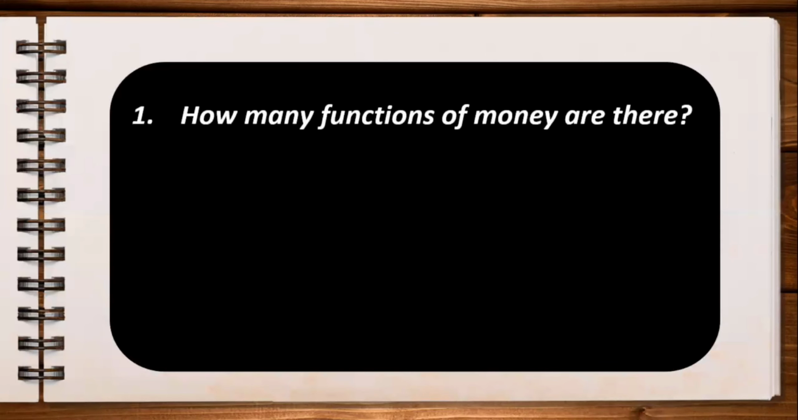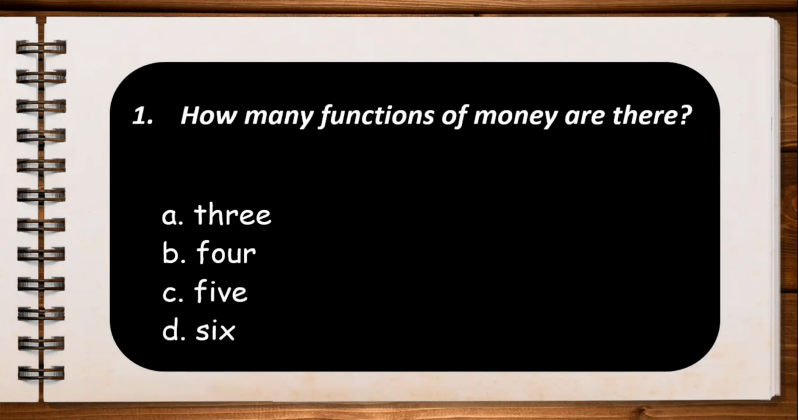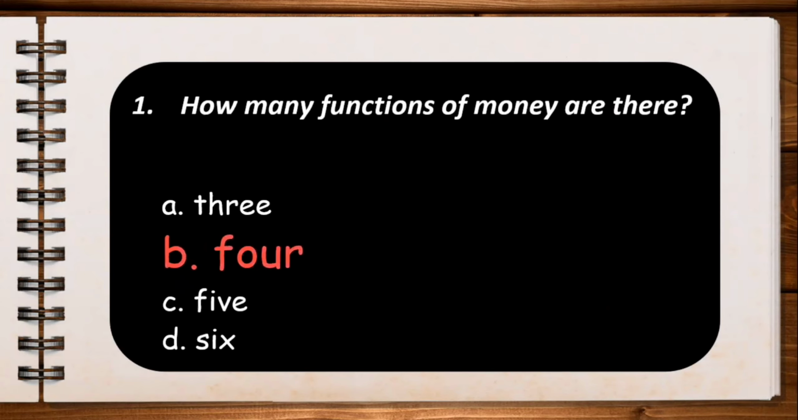Okay, question number 1. How many functions of money are there? A, there are 3, B, 4, C, 5, or D, 6. What do you think is the answer? Very good, the answer is letter B, 4. So there are 4 functions.